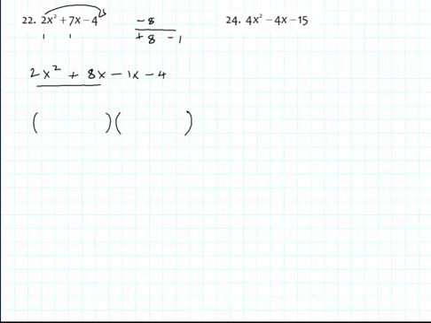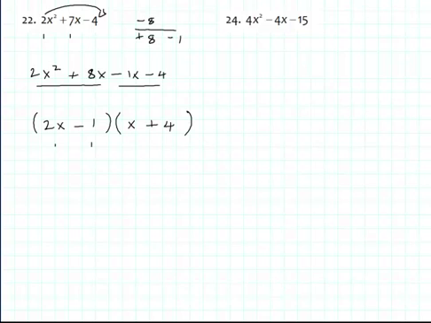2x squared and 8x have a 2x in common. Negative 1x minus 4 have a negative 1 in common. Remember, if a negative leads, you take out a negative. And then in the second parentheses, we put what we have left over when we factor the 2x and the negative 1 out. 2x goes into 2x squared, there's an x left. And 2x with a positive 8x will be plus 4.